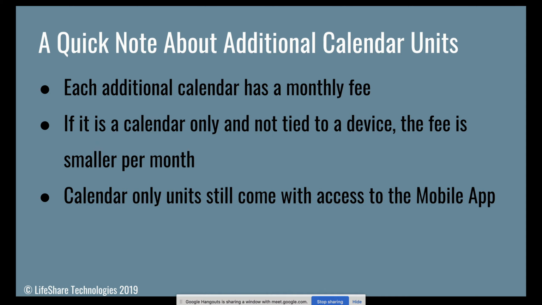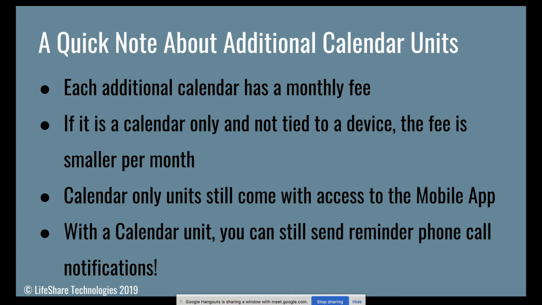Calendar-only units still come with access to the mobile app. So if you decide to just add a calendar-only unit, so maybe you're just tracking your theater room calendar, they do get access to that mobile app. You'll still be able to customize your PIN for that specific unit. And with the calendar unit, you can still send reminder phone call notifications and still have access to your other residents in your campus. Any questions so far?